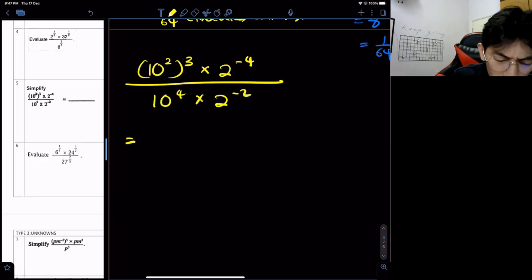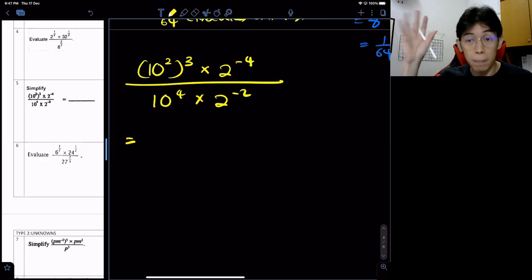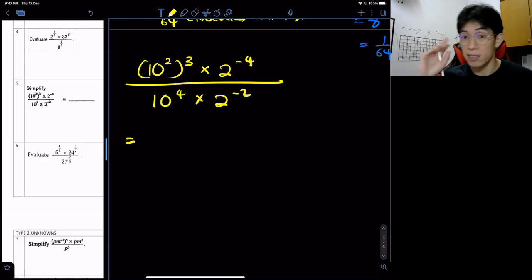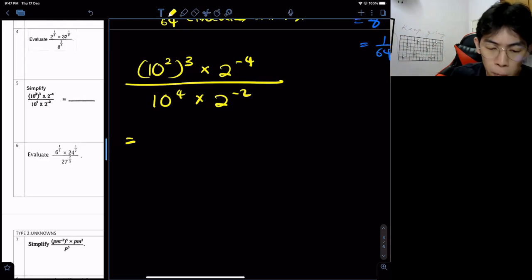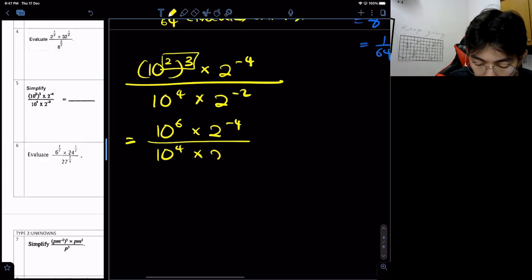I'm not changing the 10 into 5 times 2. I'm going to use the 10. So I skip my first step, big base to small base, small index to big index. I skip that part already. So I move into the bracket. There's only one bracket that I need to use: 10 power 6 times 2 power negative 4, over 10 power 4 times 2 power negative 2.